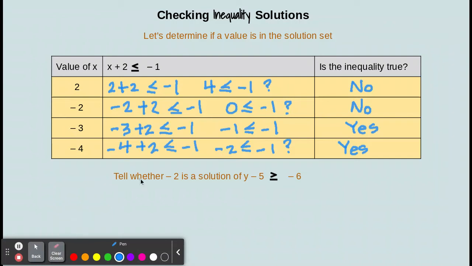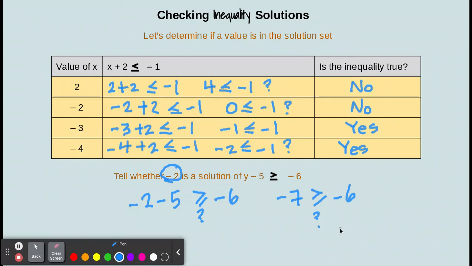So let's look at this one here. Let's tell whether -2 is a solution of y minus 5 is greater than or equal to -6. So we're given a value of y. They say -2, so let's plug that in. -2 minus 5. Is that greater than or equal to -6? Well, what's -2 minus 5? That's -7. Is -7 greater than or equal to -6?